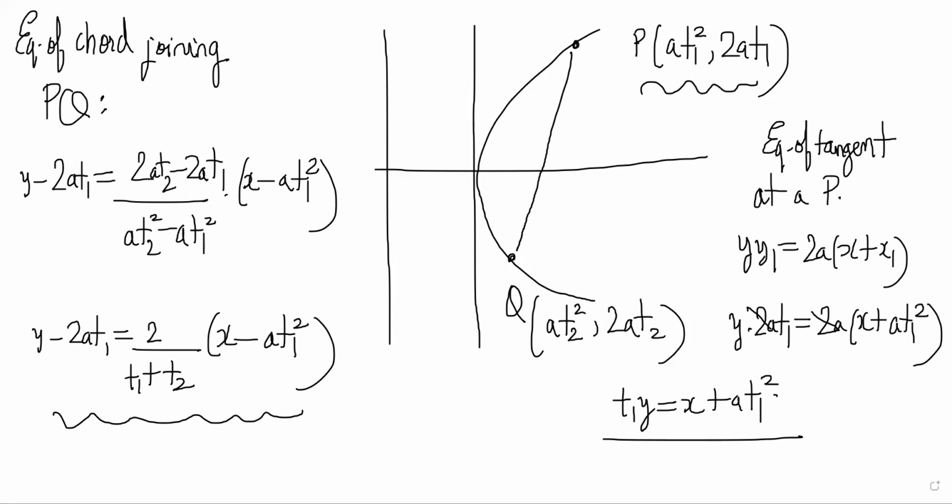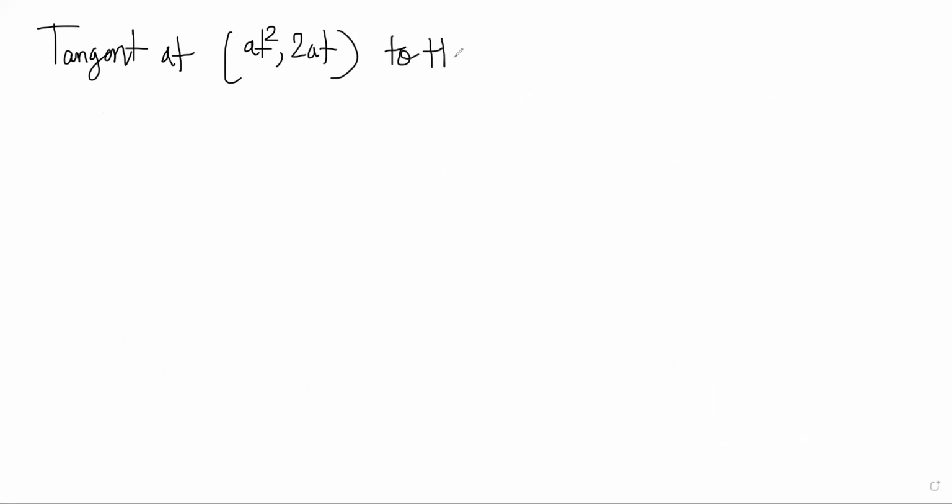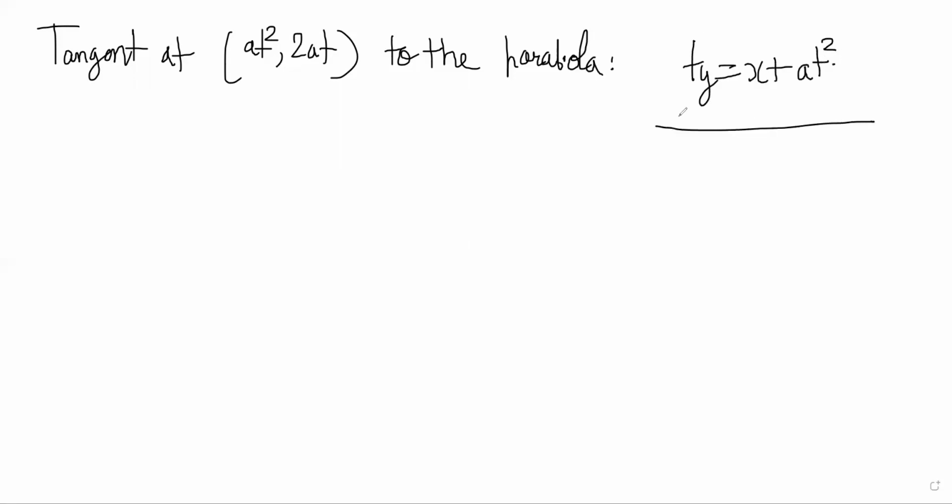In general, this is a form that you need to remember. The tangent at the point (at squared, 2at) to the parabola is ty is equal to x plus at squared, right?